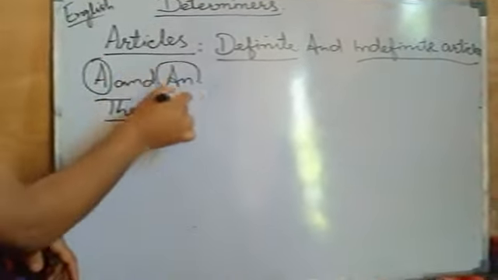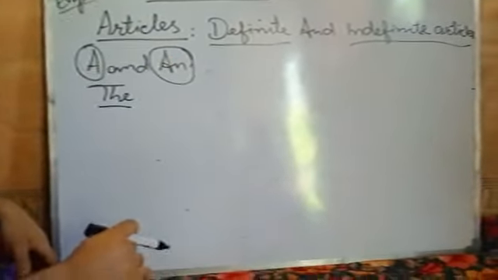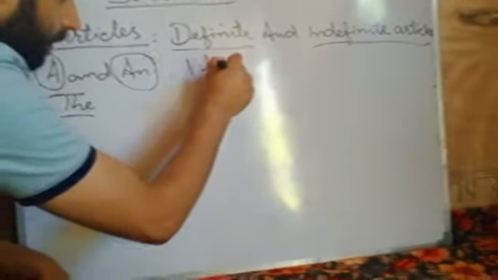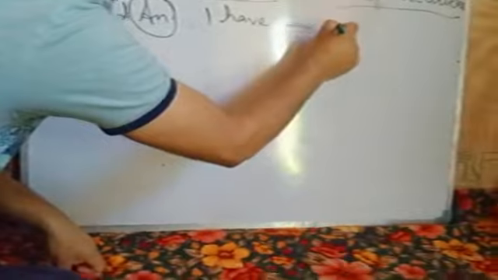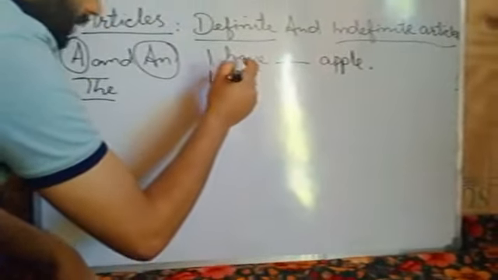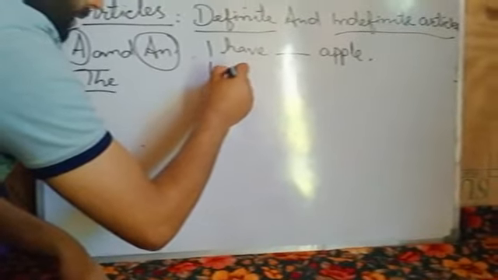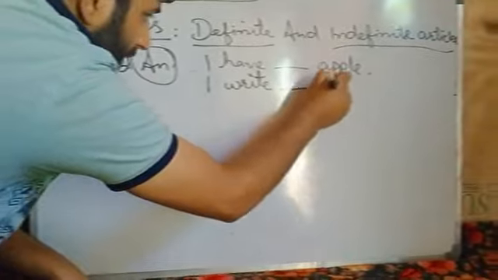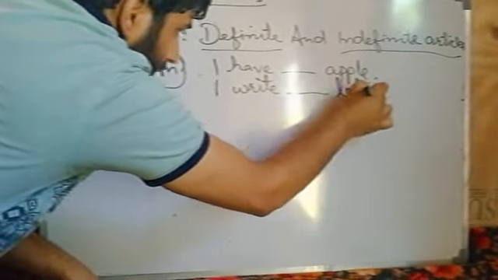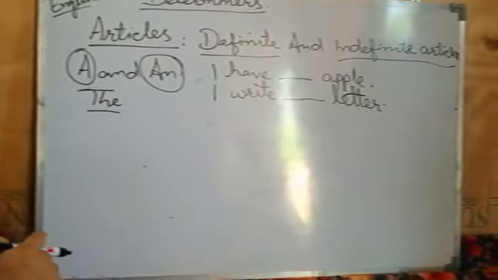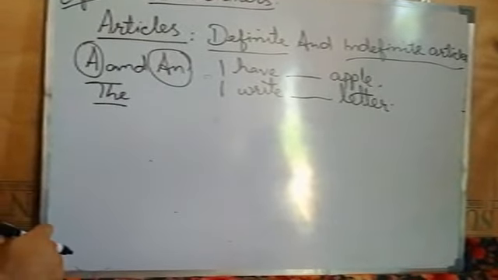A and an are used before singular objects. For example, I have dash apple. I write dash letter. A and an both show the singularity of an object.